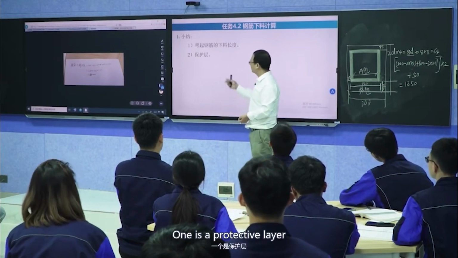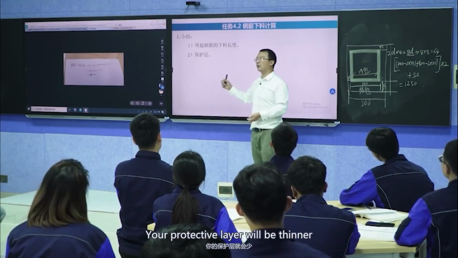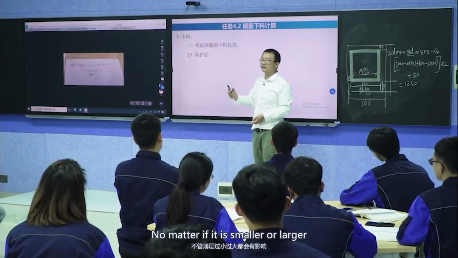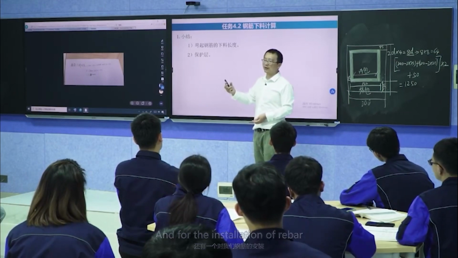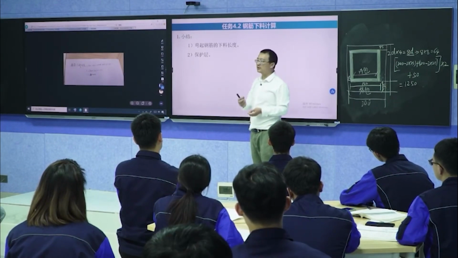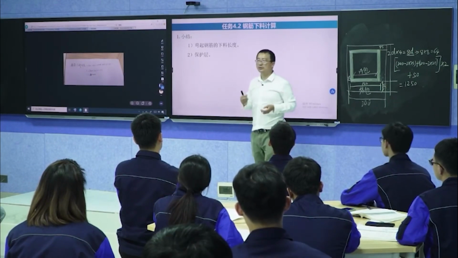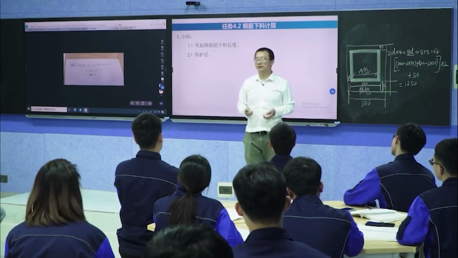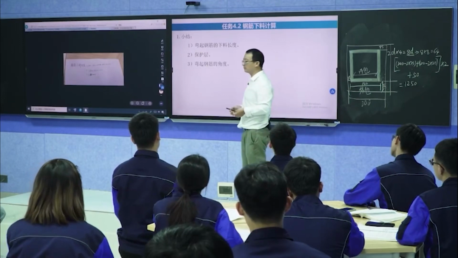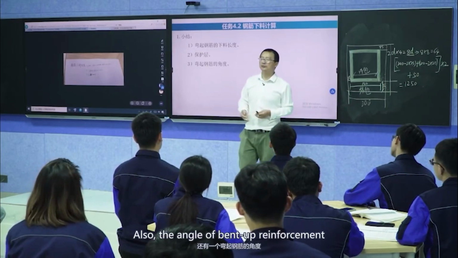One is the protective layer. If you understand it this way, your protective layer will be thinner. This will affect the construction of the structure, no matter if it is smaller or larger, and the installation of rebar, and pose a risk to rebar. Like tensile strength, also the angle of bent-up reinforcement.